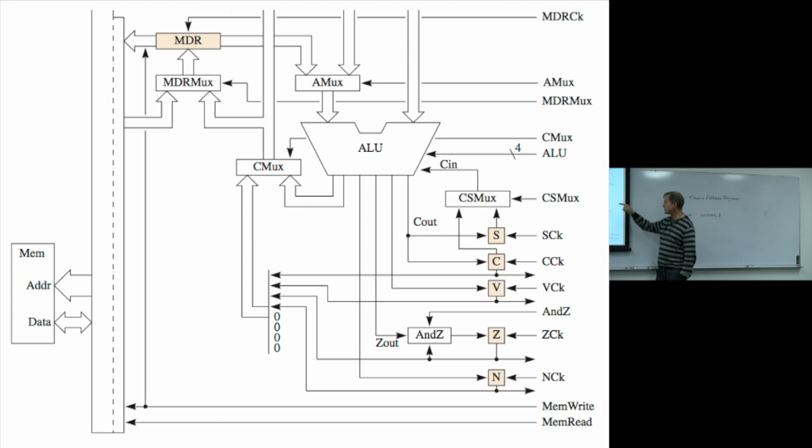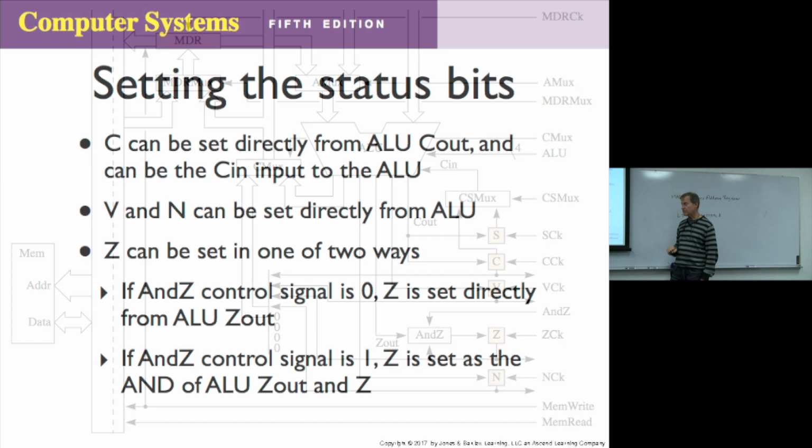And here the C bit can be stored from the C out of the ALU, and it can also be used as the C in of the ALU if it goes through the CMUX, if the CMUX control line is 0. Are you with me? So do you see how it's both output and input? The C bit is both output and input to the ALU. The S bit can also be both output and input to the ALU. So does everybody see how the carry bit works?